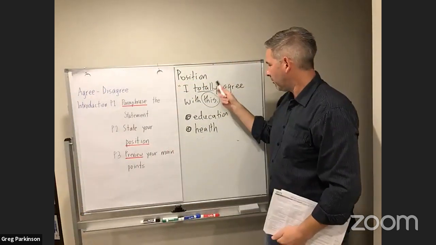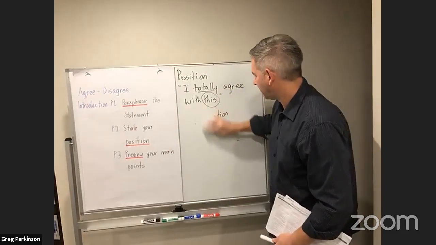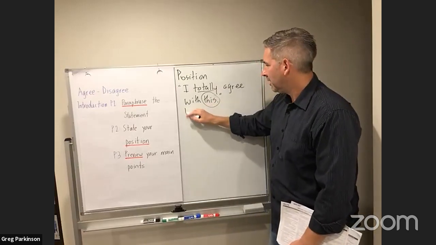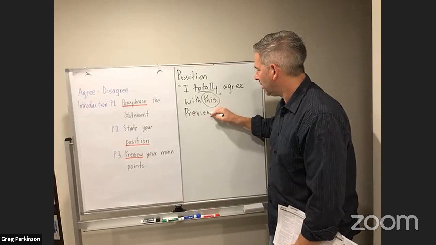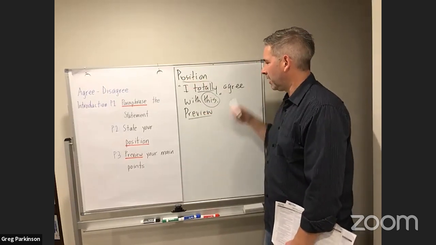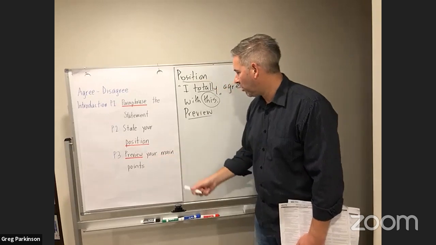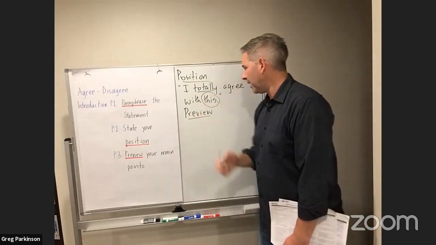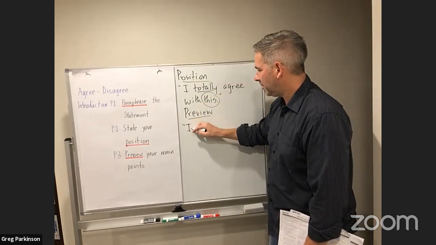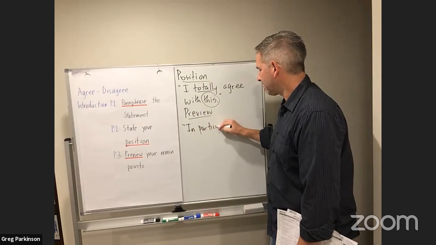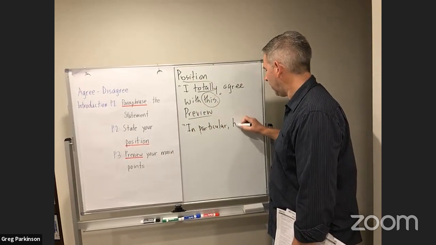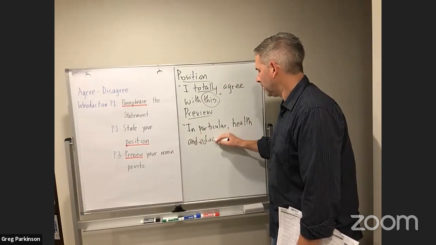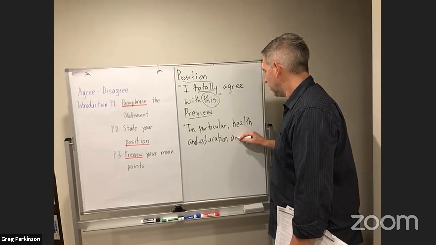So I've done my position right here. And this is a nice sentence that you can use to preview your main points, right? So as it says, preview your main points. And I've already told you that I'm going to write about education and health. A nice simple sentence. In particular, health and education are more important.